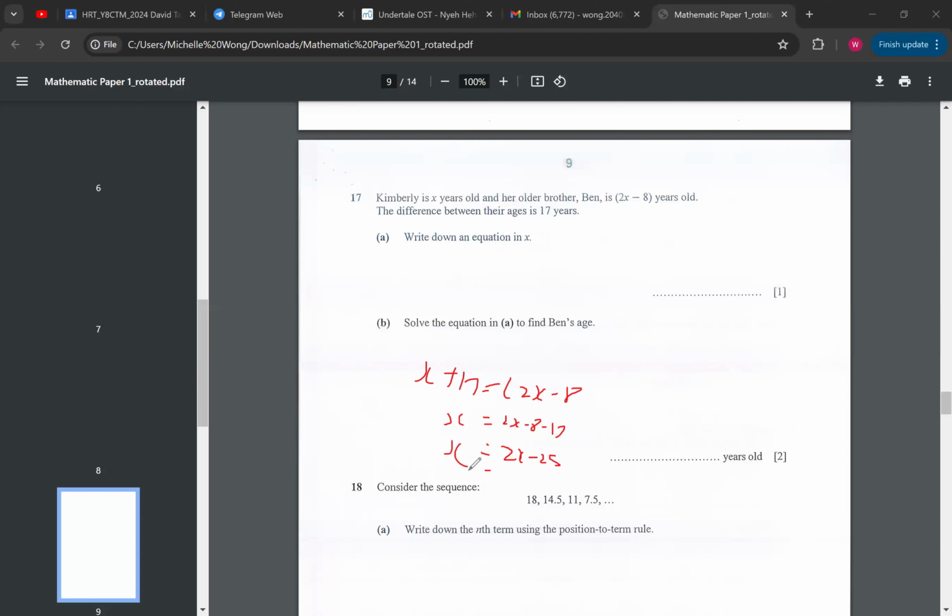Now you bring positive over, which will be x minus 2x, which will get negative x, equals negative 25. When you bring over, get 30. So you'll be 30 years old.